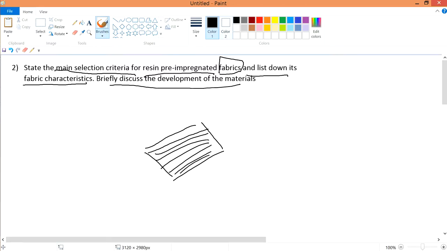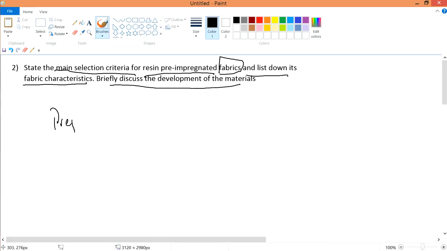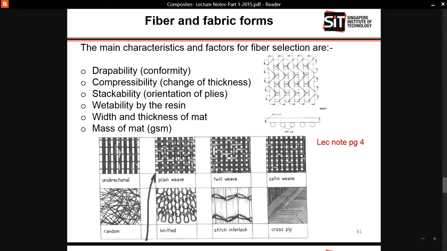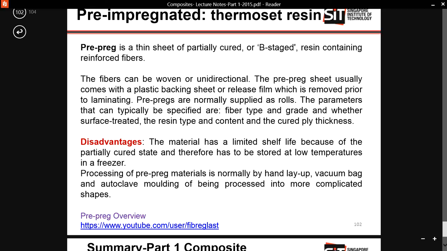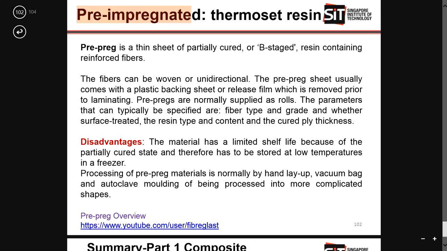So the term itself, the pre-impregnated material, is called prepreg. If it sounds easier for you to understand. So the lecturer says that the answer, the criteria to consider, is actually on page 102 of your lecture note part 1, for your pre-impregnated, which is your prepreg. So these are the terms that you may want to also understand.